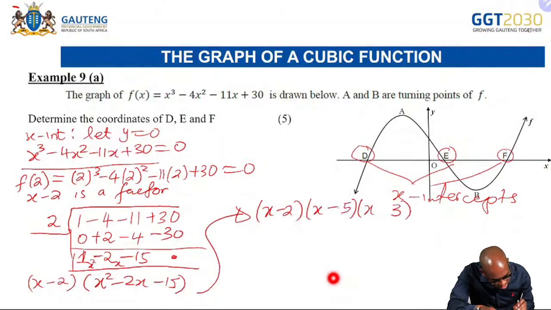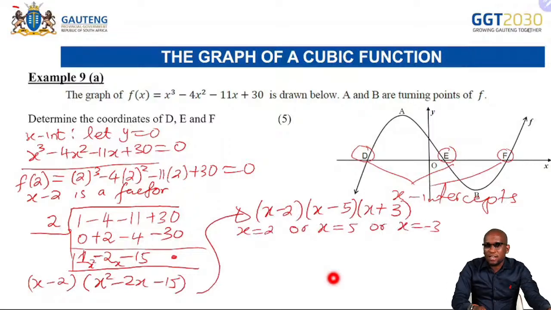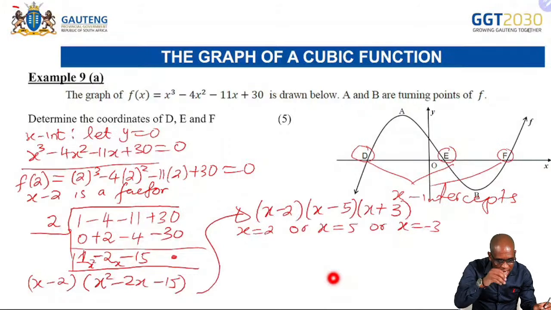The bigger one is negative. So that's what we have here. So x equals 2, or x equals 5, or x equals minus 3. These are the three x values that we have. So we are going to then trace them according to the function that is given.